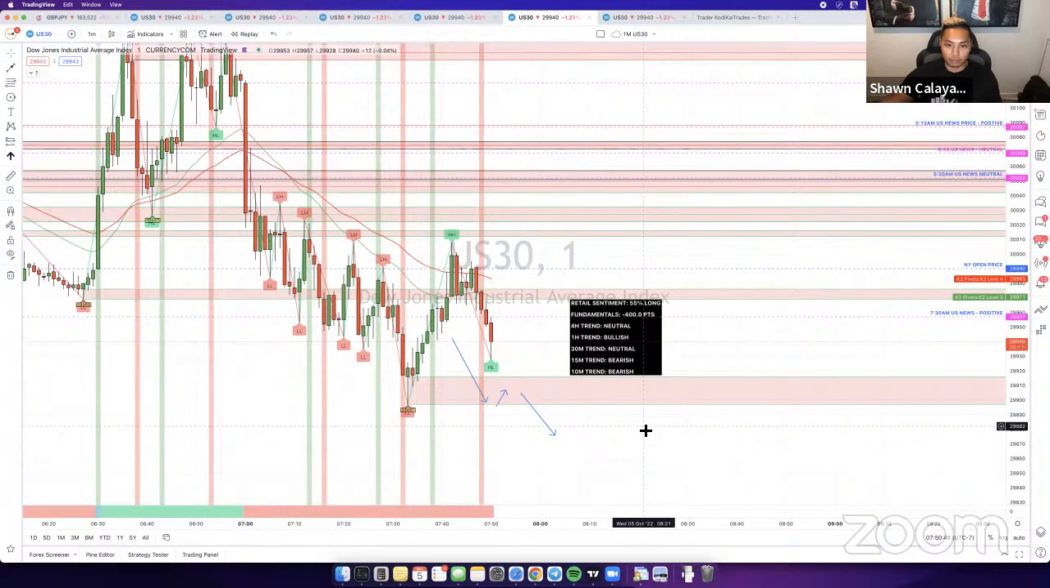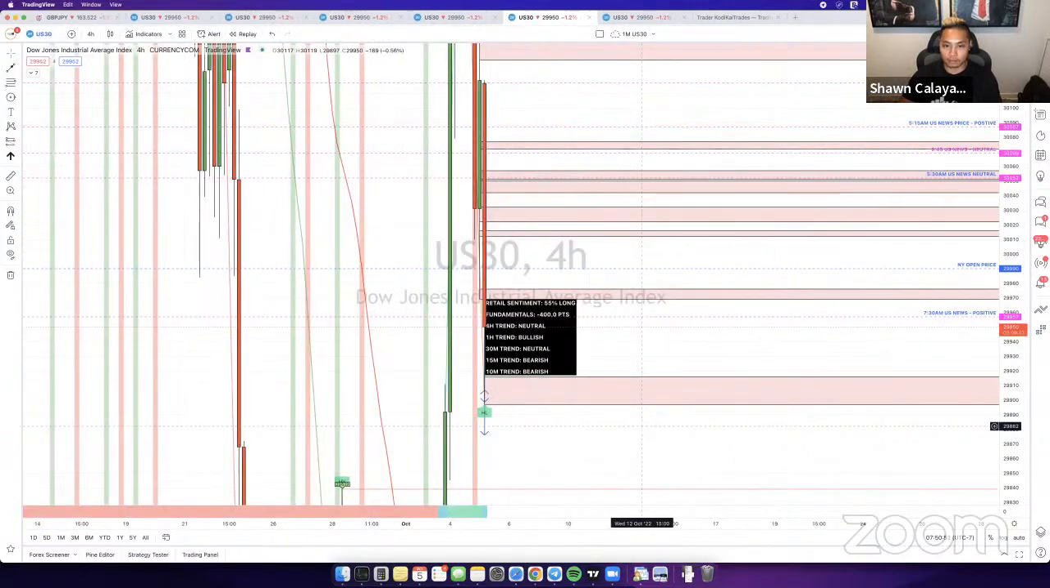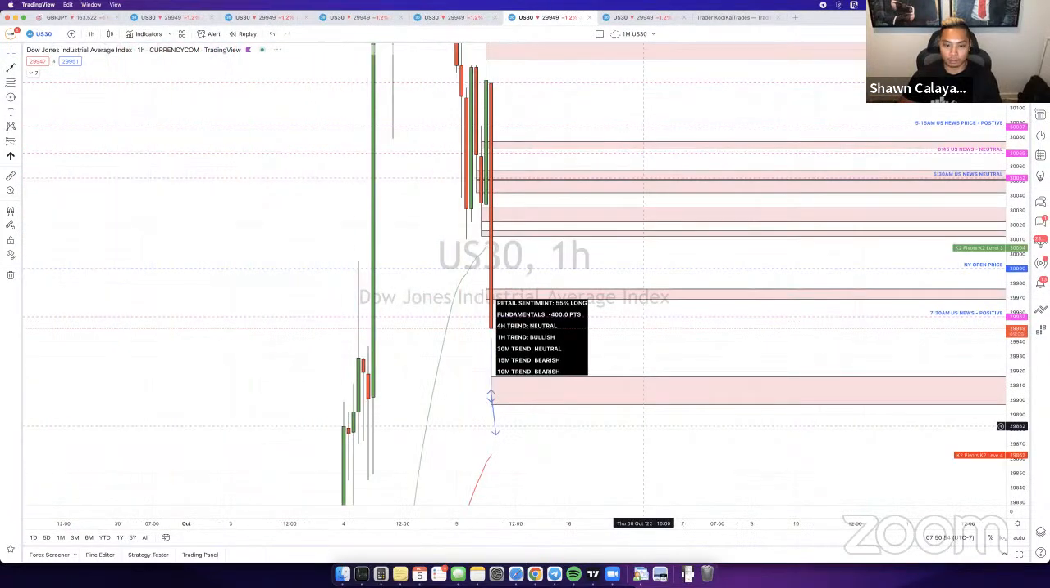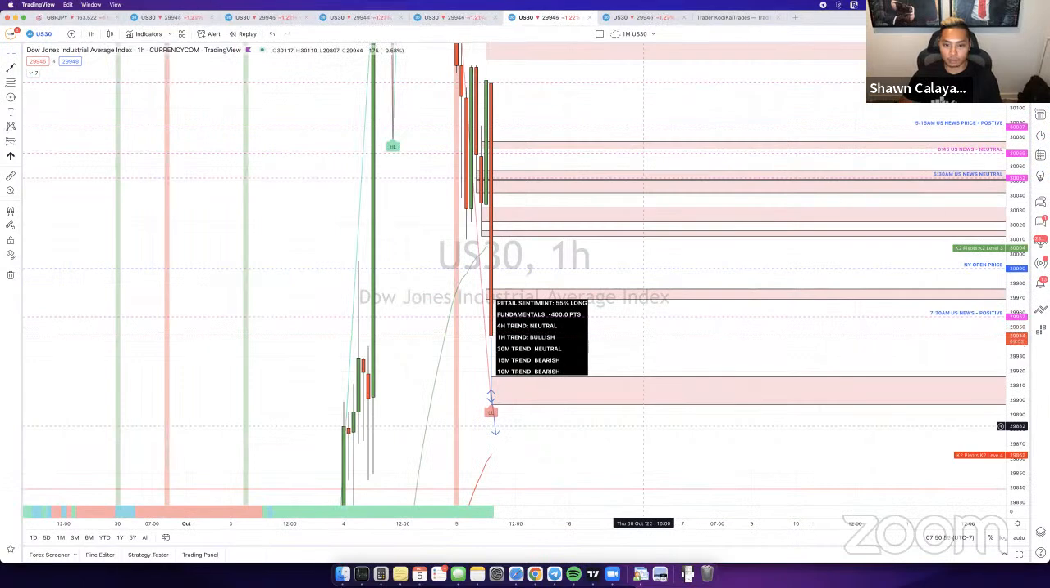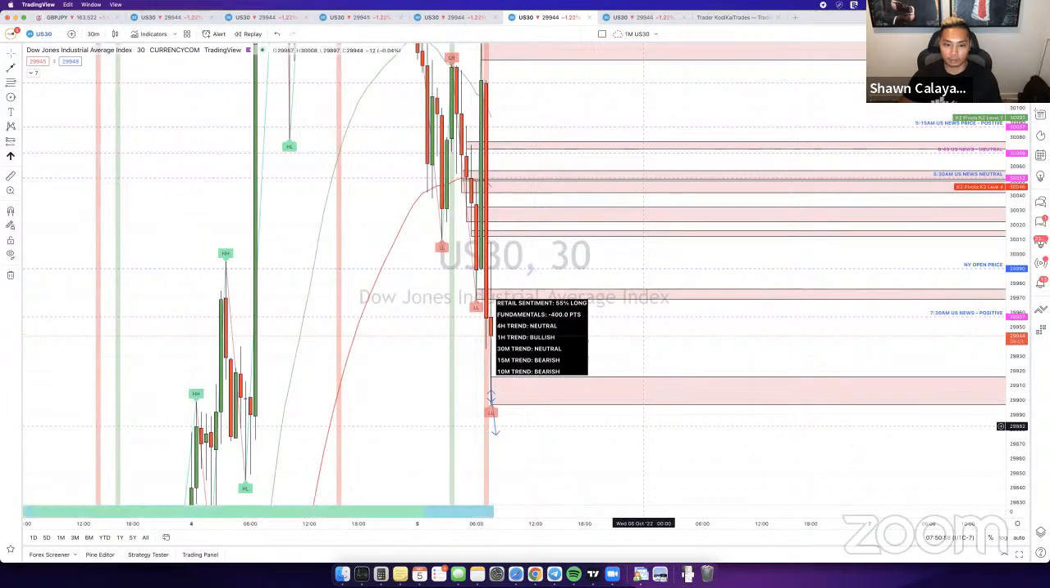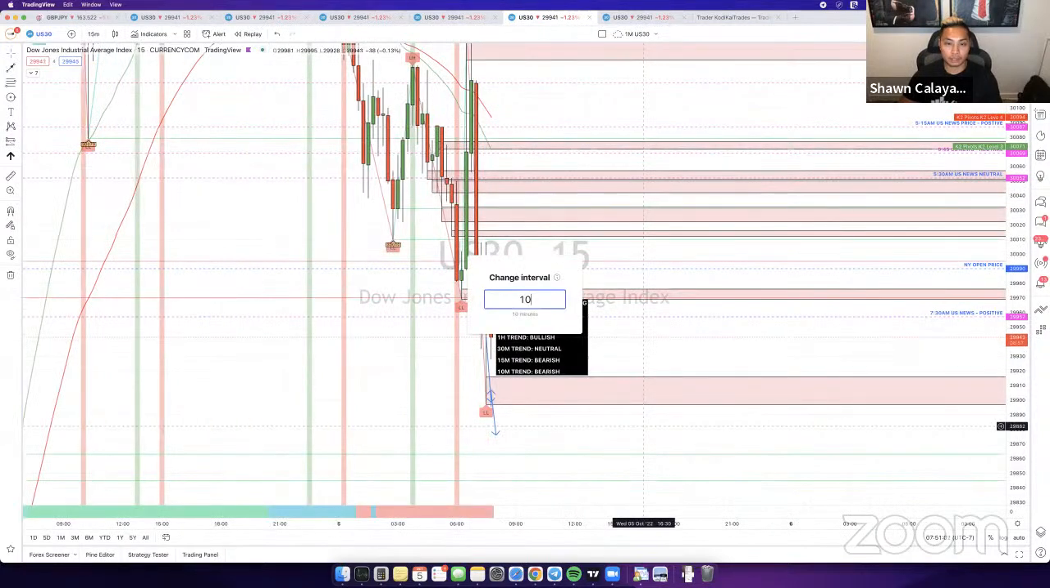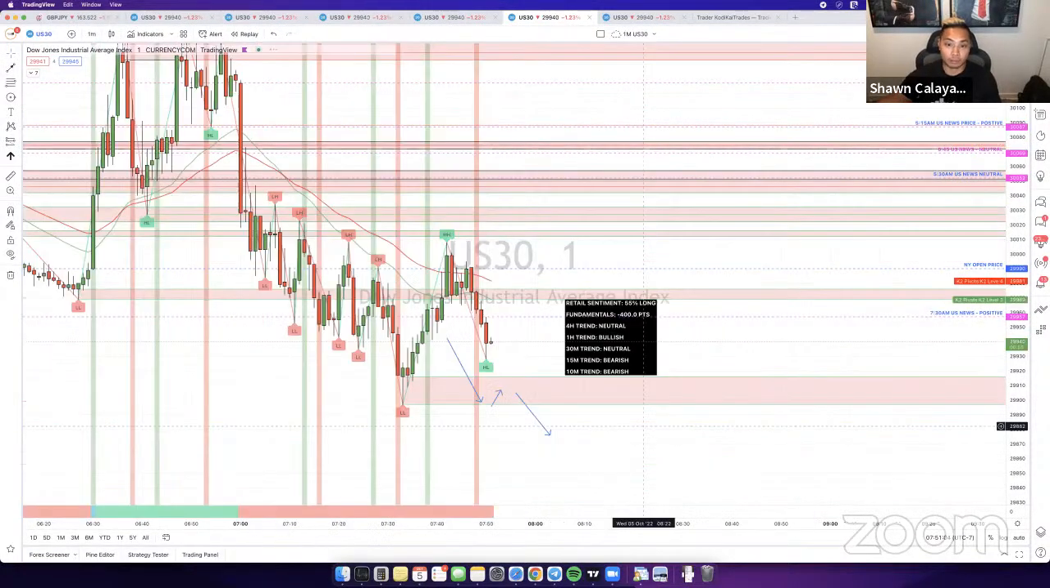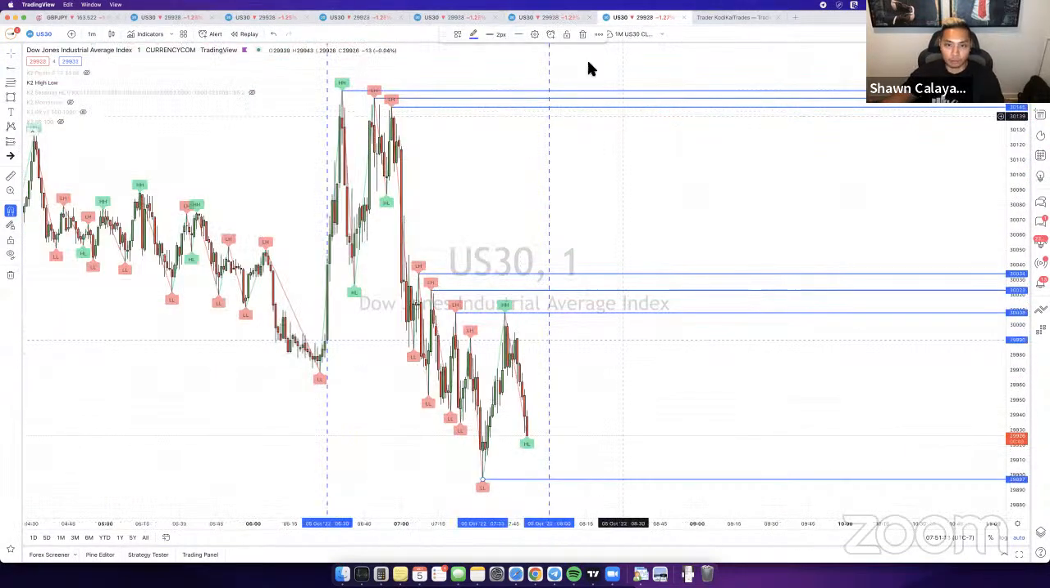Let me take a look at the overall bias. 4-hour trend, 240 is neutral. 1 hour is bullish. 30-minute is neutral. 15 minutes bearish. 10 minutes bearish. 1 minute's bearish. All right. So I think we still have a bearish bias here overall.